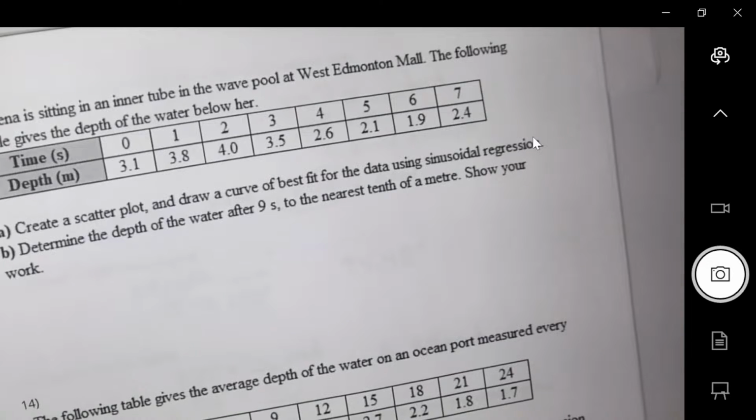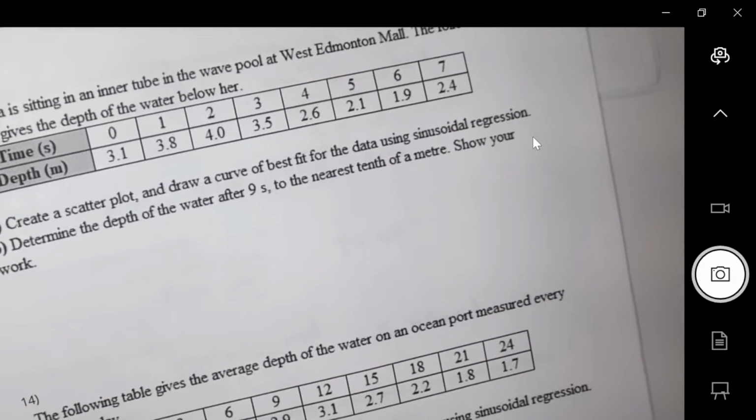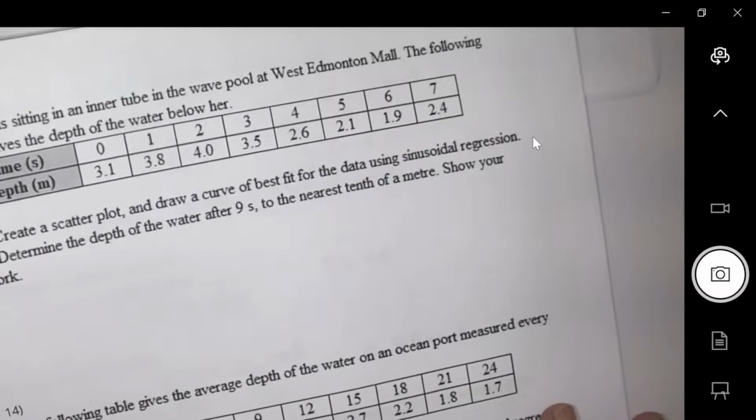Okay, Mina is sitting in a wave pool at the West Edmonton Mall, and the following table gives her depth of the water below her. Create a scatter plot and draw a curve of best fit. Okay, so we're gonna do our stat edit. So can you get all that in there?